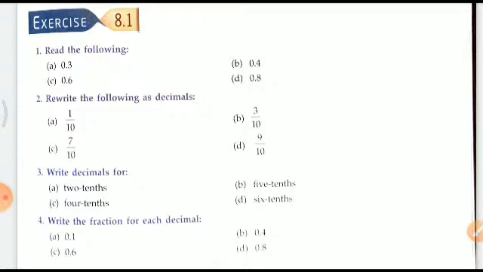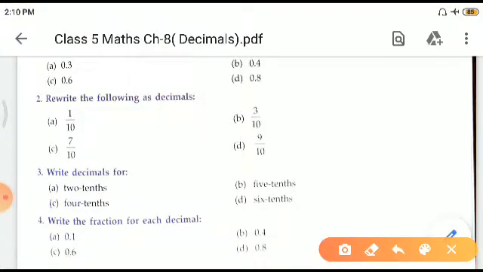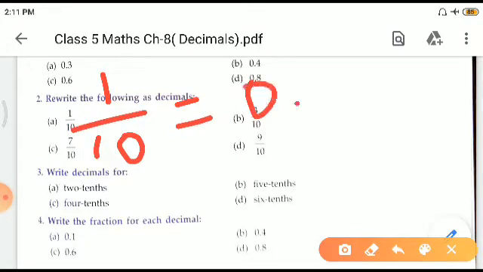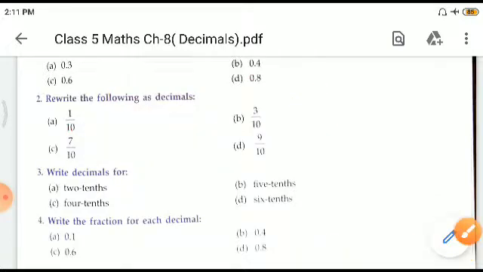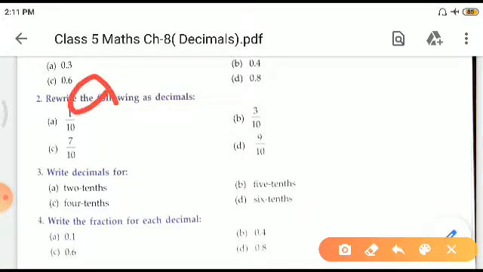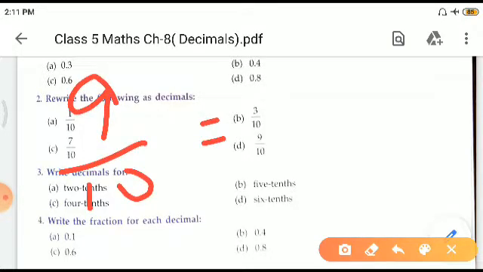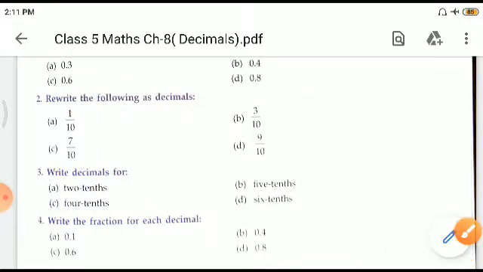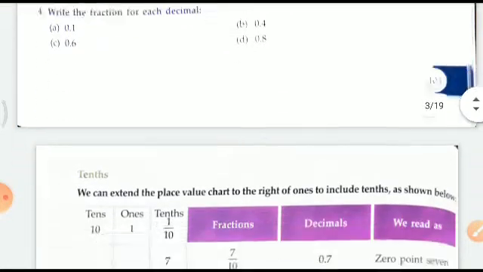Now 1 upon 10, how are we going to write it? So 1 upon 10 will be equal to 0.1, right? 0.1. Also 9 upon 10 will be equal to 0.9. Okay. Write the decimal of 2 tenths, that is 2 upon 10. So it will be 0.2, and so on, right?